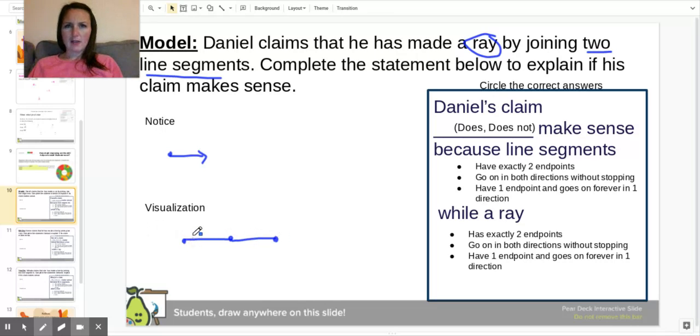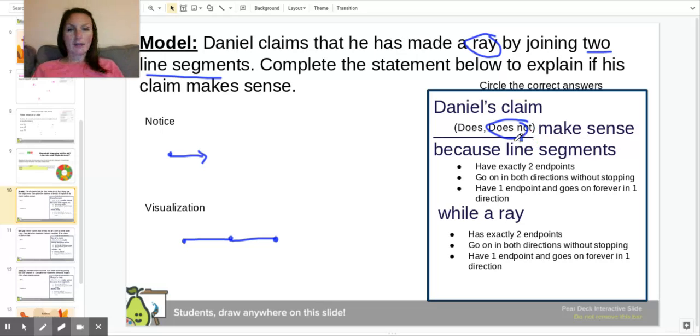Okay, so I know this is what a ray is supposed to look like. It has an arrow going to one side. Two line segments, there's no arrows. They don't go off to any side. So I don't think this makes sense. So when I look here, it says Daniel's claim does or does not make sense. Well, does his answer make sense? If this is what it's supposed to look like and this is what I drew, does that work? No. So I'm going to say it does not make sense.